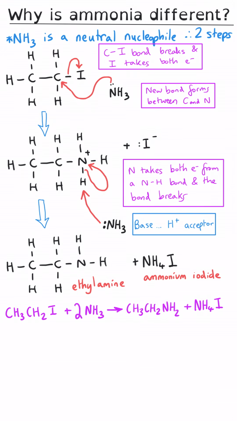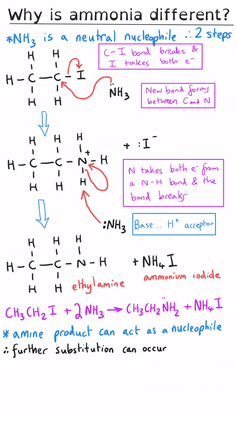There's actually a second reason why ammonia ends up being slightly different to the other two, and the reason is that what we end up producing is an amine. And the amine, specifically the nitrogen in the amine, is able to act as a nucleophile because it has got a lone pair of electrons. And so what can happen is the amine can actually attack the original halogenoalkane, and we can end up getting multiple substitution occurring.